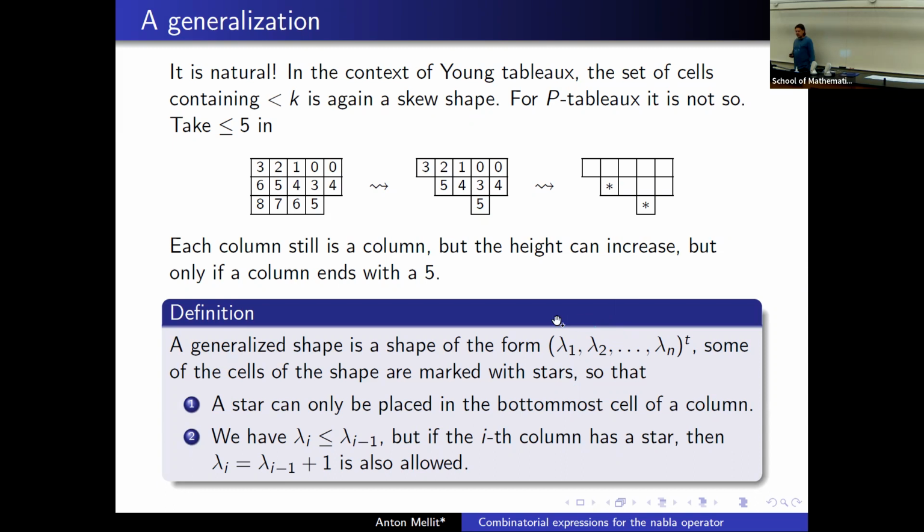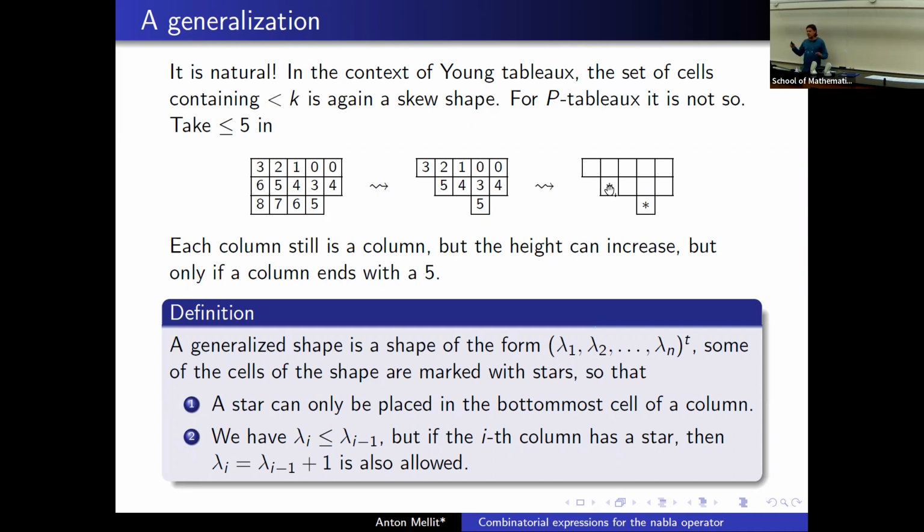So some cells are marked with stars with the following conditions. A star can only be placed in the bottommost cell of a column. So at most 1 star in each column, and it's always at the bottom. And the second condition is that either the next column is shorter than or equal to the previous column, like in the usual case, or there is an exception: if the ith column has a star, then the next column is allowed to be longer, just one longer. So here, for example, we have these 2 stars, which allow these 2 columns to become larger than 1.